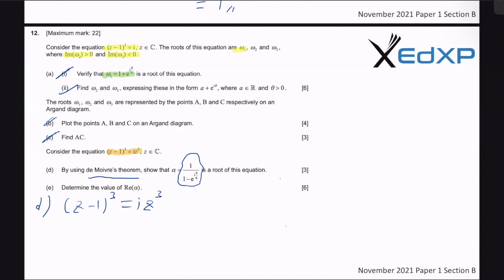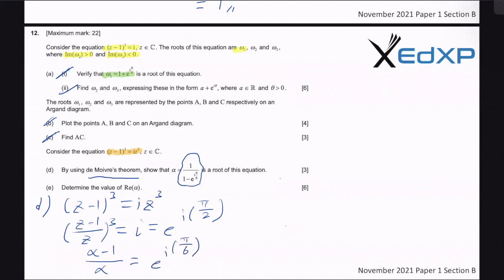Okay, I see a pi over 6 there, so I want to kind of get there. Okay, and what I can do is I can actually bring the z over. Why? Because I can change i to e to the i pi over 2. Okay, that's where we get our e, and then we can use De Moivre's theorem. Okay, we can power 1/3 to both sides, and at the same time we want to find alpha as a root, so I can replace z with alpha. This will be e to the i pi over 6, De Moivre's theorem.